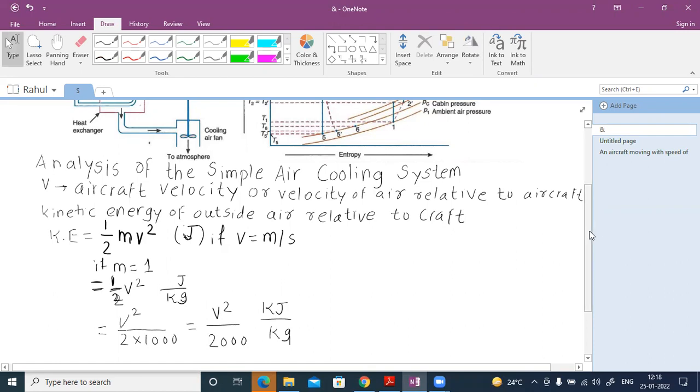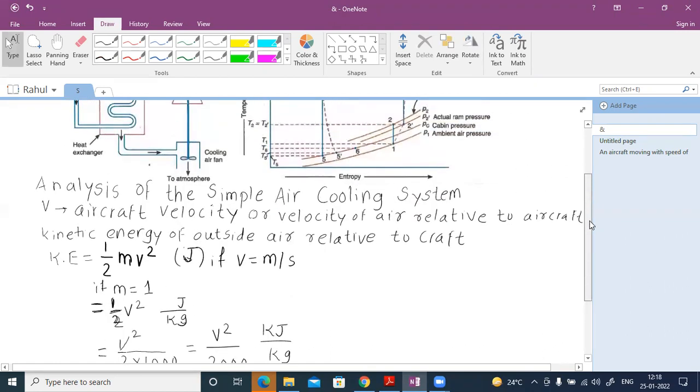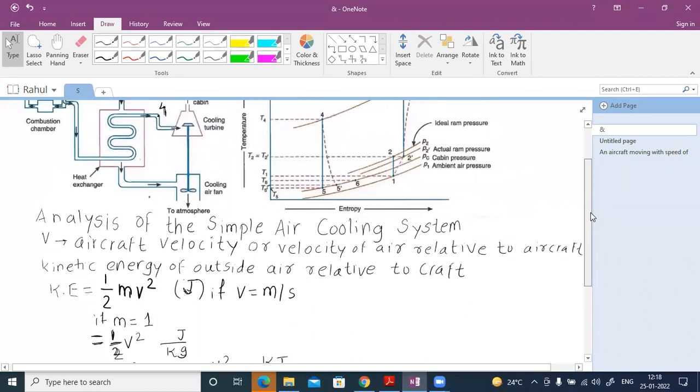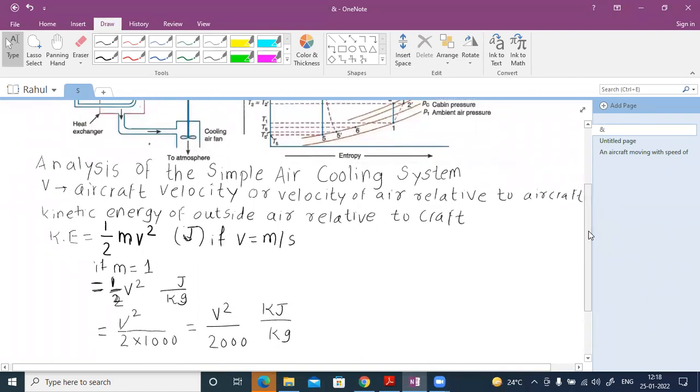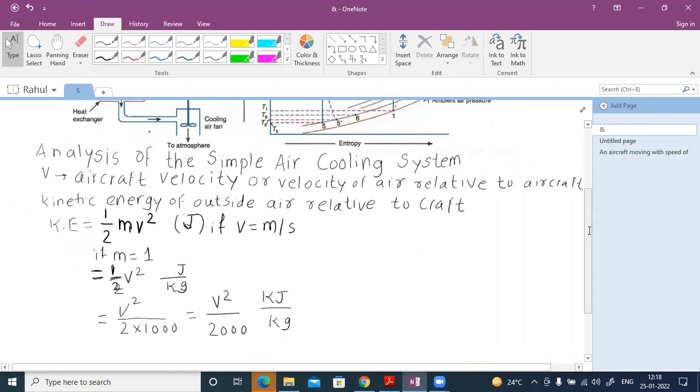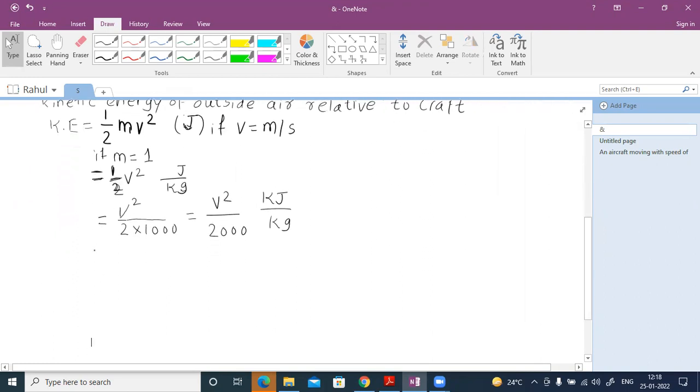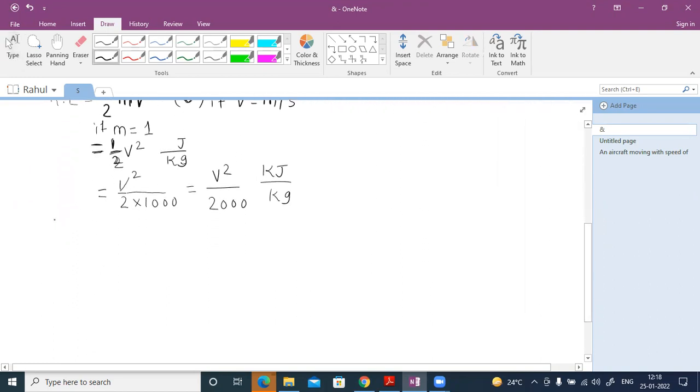Now let us start deriving the next part. So this is all about the kinetic energy. Now I will write down the energy balance equation. Try to understand. All of you know what the energy balance equation is.